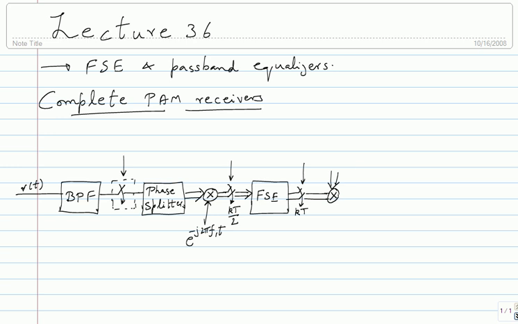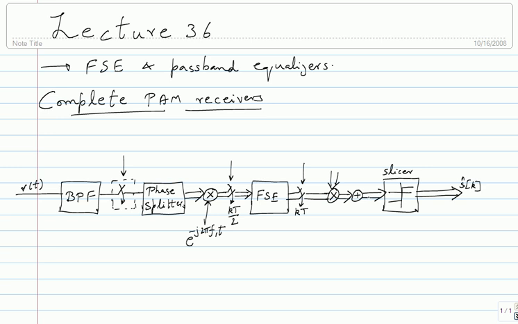Okay, then after that you have the addition from the post cursor. This goes to the slicer. This is your slicer. So the slicer output, on the one hand, is your decision, right? This is your S hat K. But the output is also used for several things.